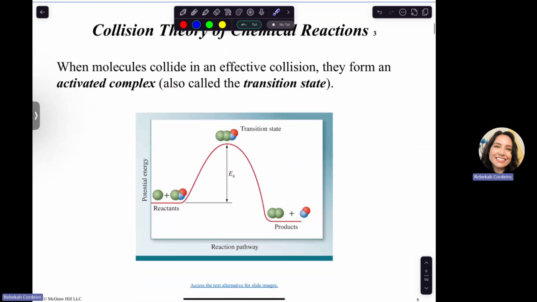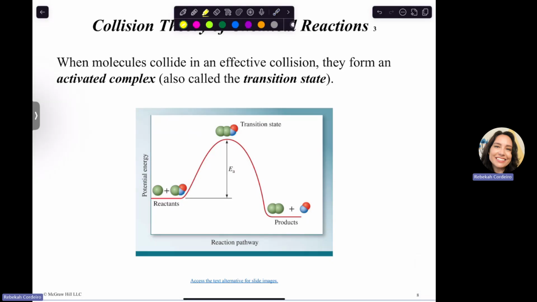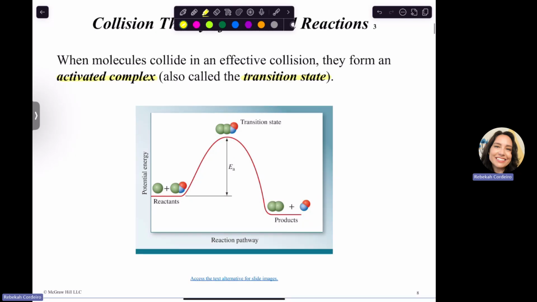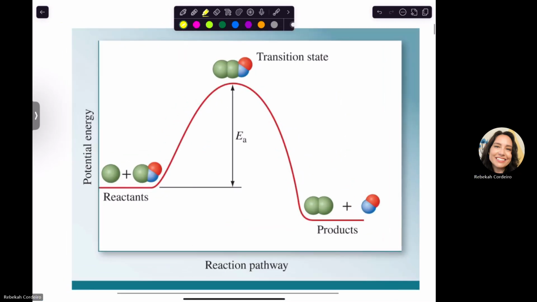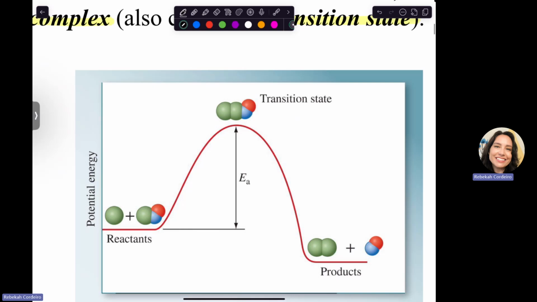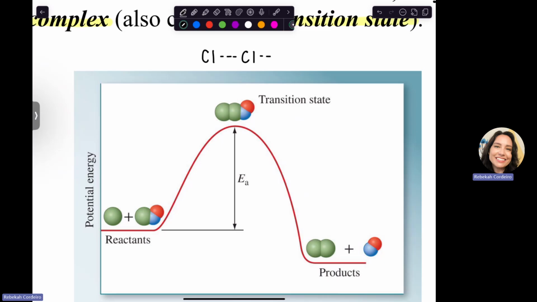When molecules collide in an effective collision, they form what's called an activated complex. You also may hear this called the transition state. It's like a hybrid between reactants and products. So we have a bond forming between these two chlorines, the green ones, and a bond breaking between the chlorine and the nitrogen here. I would draw it as a halfway bond here and a halfway bond here. I'm not going to draw the full Lewis structure, but you get the idea that we're breaking the bond between the Cl and the N and making the new bond there.